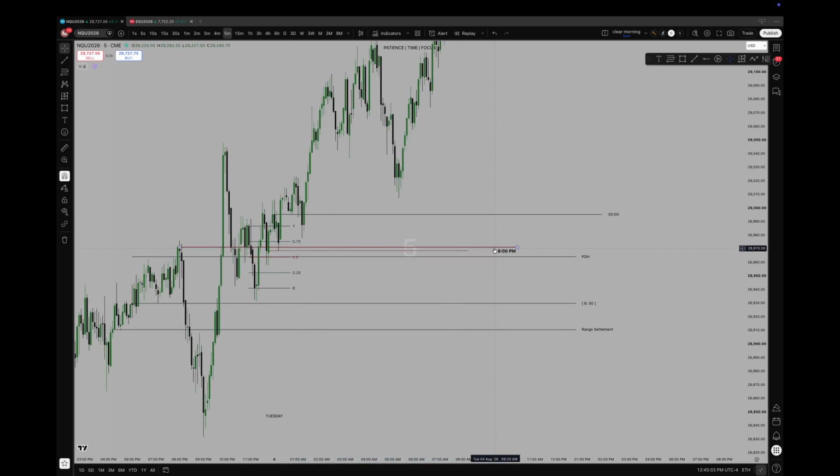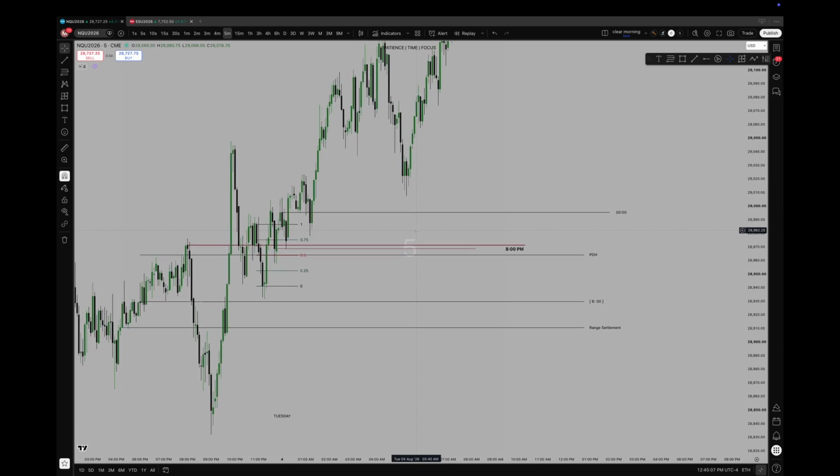And where is it below? The 8 p.m. So you don't always need to be under 4 power of 3s. Only one is enough. This could have been a trade if you missed that. This could have been a trade. It's all under the 8 p.m.